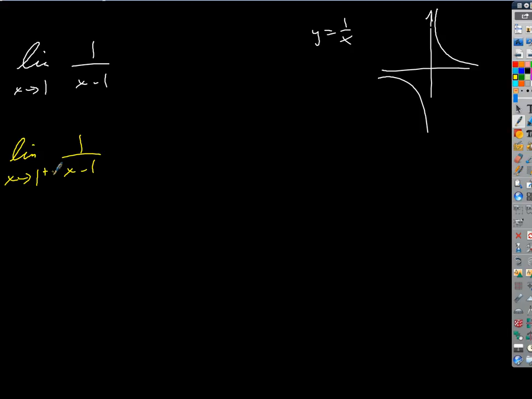What's that going to be? Positive infinity, okay? Compared to the limit of 1 over x minus 1 as x approaches 1 from the left, where's that ant going? Negative infinity. Okay. So we've based this all on the graph though, right?